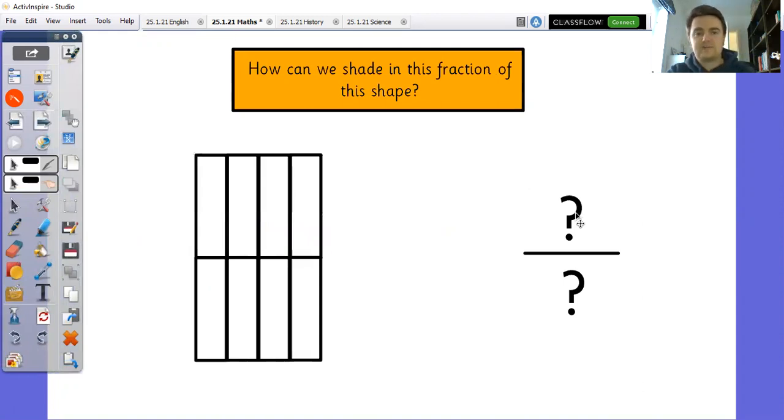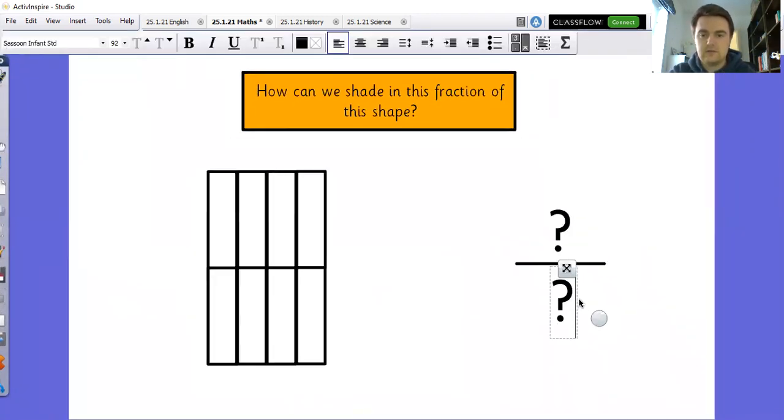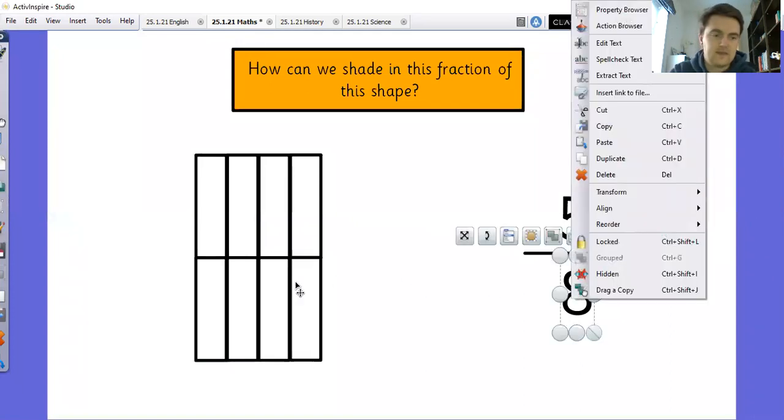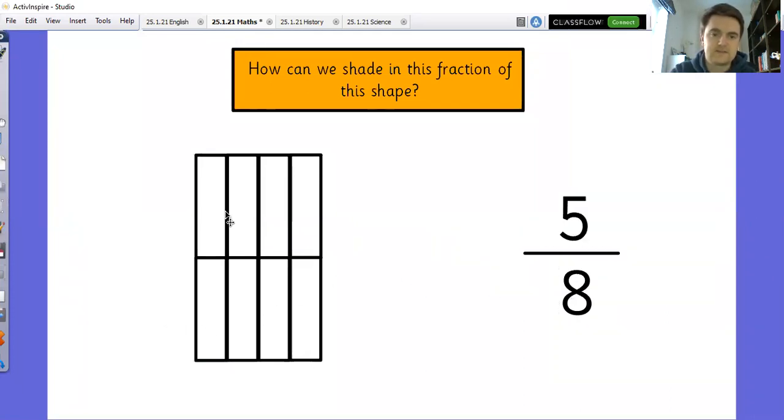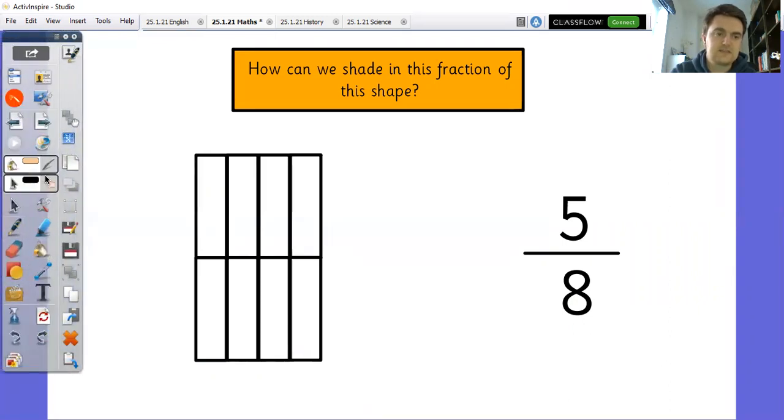So how could we shade in a fraction of this shape? I can see straight away that it's split into 8 different parts. So if I was looking to shade in 5/8 of them, then of the 1, 2, 3, 4, 5, 6, 7, 8 segments that are there, I would need to shade in 5 of them. So let's see if this will work. 1, 2, 3, 4, 5. Now I could shade in those 5. It doesn't matter which 5 I shade in, as long as I shade in 5 out of the 8 there.